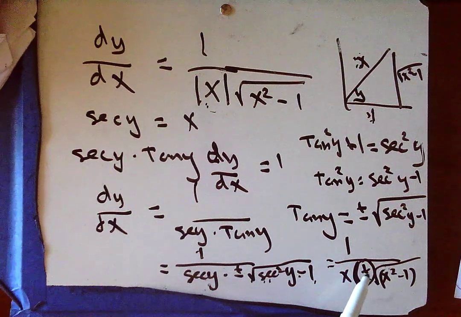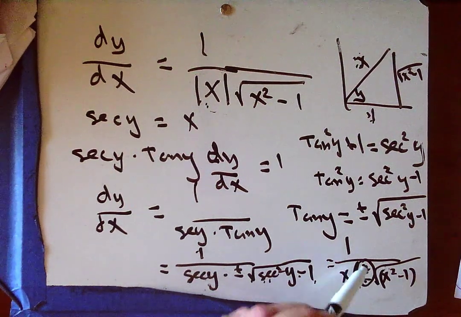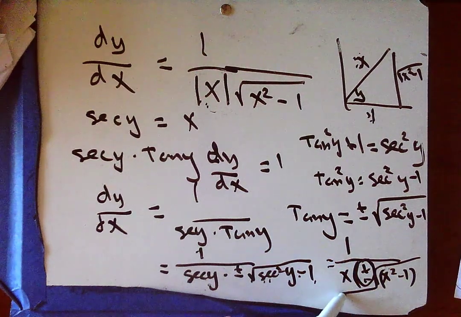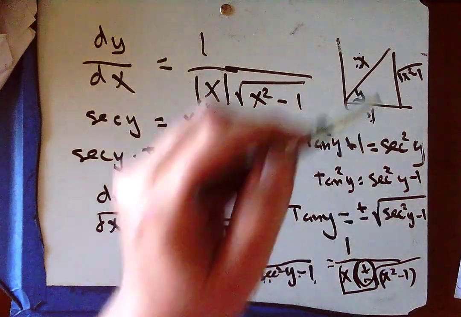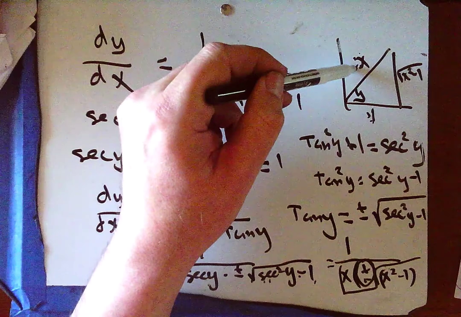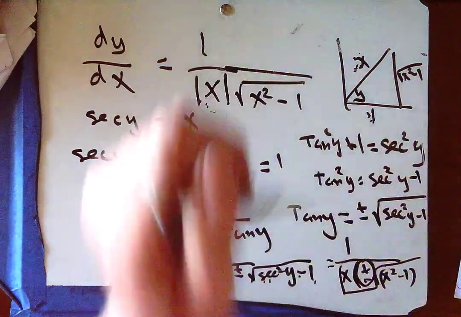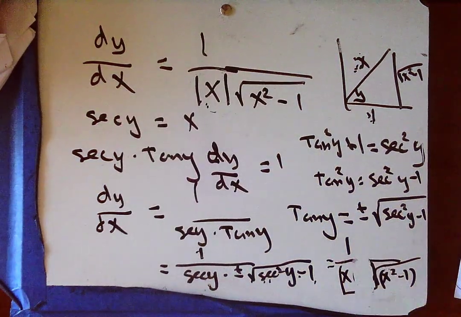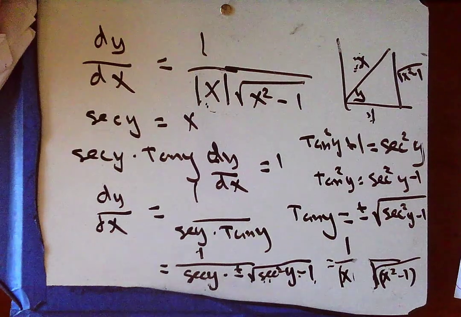I'm looking for the words. Do you have the words that make this? Oh, I remember what it is. The hypotenuse is x. The hypotenuse is always positive, so I'm not worried about this. I'm just doing this and saying this thing has to be positive.